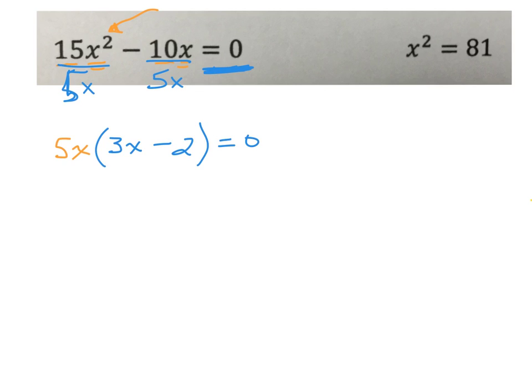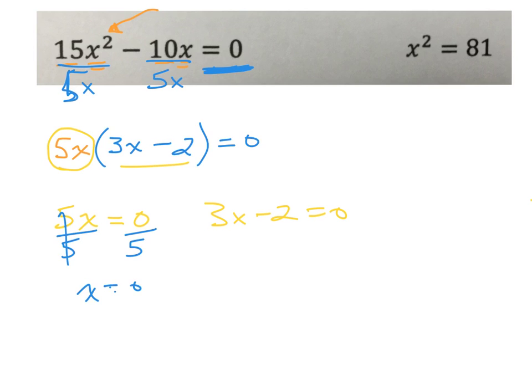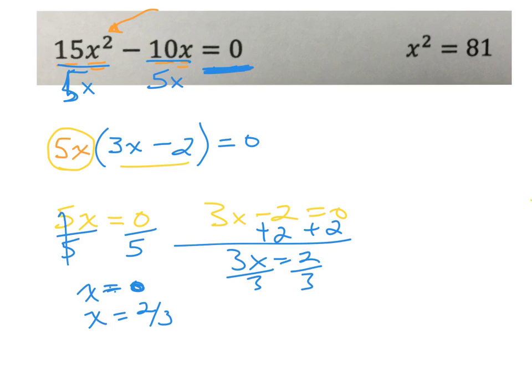Now, we're not done. We want to solve this equation. So to solve, one thing I noticed a lot of people forget to do is take this first term that we had pulled out, the 5x, and we are going to set that equal to 0. We are also going to set the 3x minus 2 equal to 0, and these are now linear equations that we can solve fairly easily, I hope. In the first equation, we're going to divide both sides by 5, and of course, x is equal to 0. And in the second equation, we're going to add 2 to both sides. 3x is equal to 2, divide by 3, and our second answer, x equals 2/3.